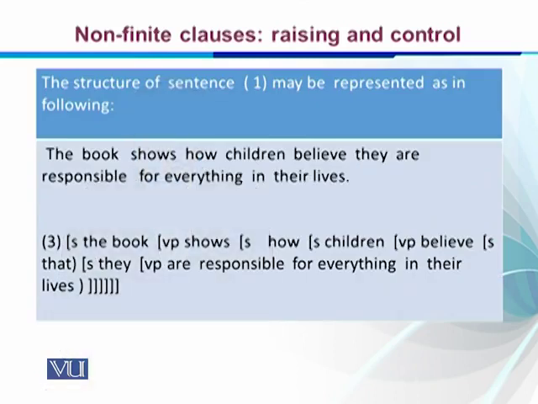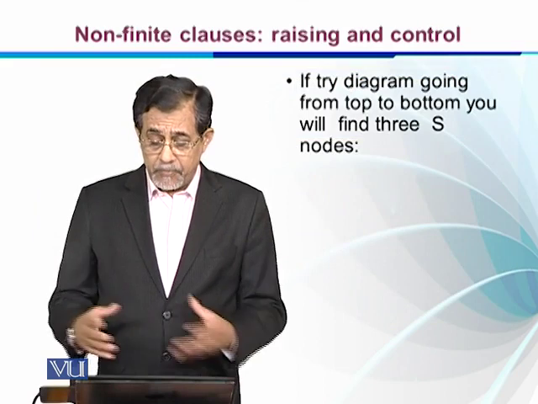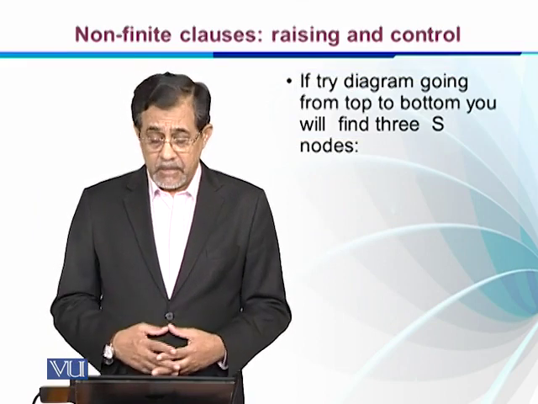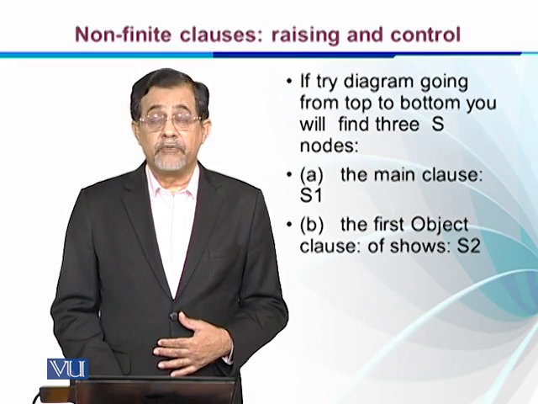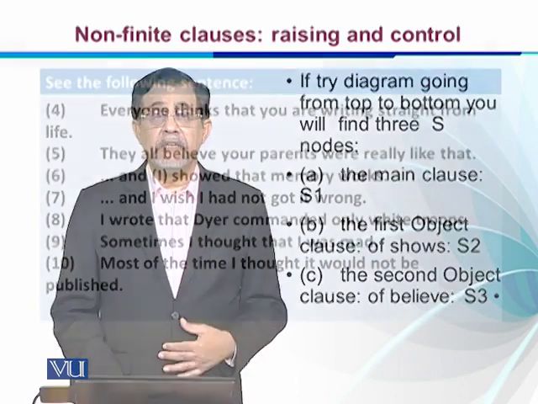So the structure of the sentence may be: the book is the subject, shows is the verb phrase, how is the S bar sentence, children is the subject, how is the complementizer, believe is the verb phrase, S is again an S bar sentence, a subordinate sentence, that is the complementizer, and they is the subject of the dependent clause and are responsible for everything in their life. So this is the verb phrase. If we try to diagram from top to bottom, we'll get three S: the main clause S1, the first object clause of shows S2, the second object clause of believe S3.